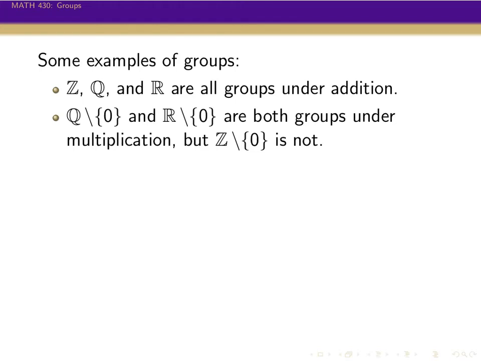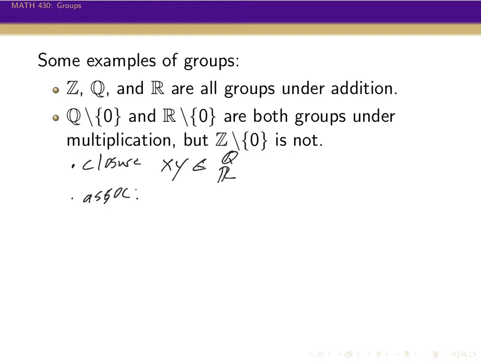Okay, now if I take the rational numbers and the real numbers and I remove 0, these are both going to be groups under multiplication. But that doesn't work if I take 0 away from the integers. That's not going to be a group. So let's start with the rational numbers and the real numbers. So same as before, closure: x times y is in the rationals or the reals, so long as both of them individually are.